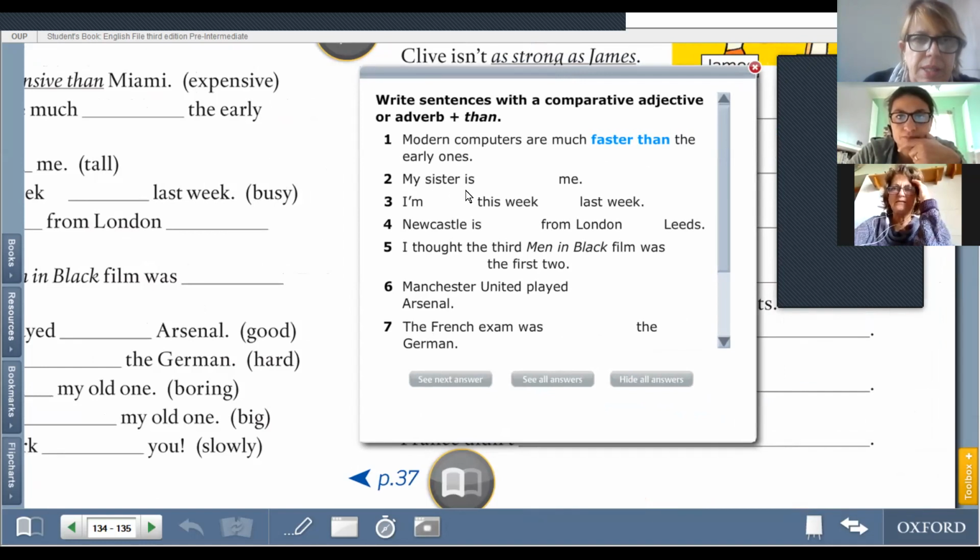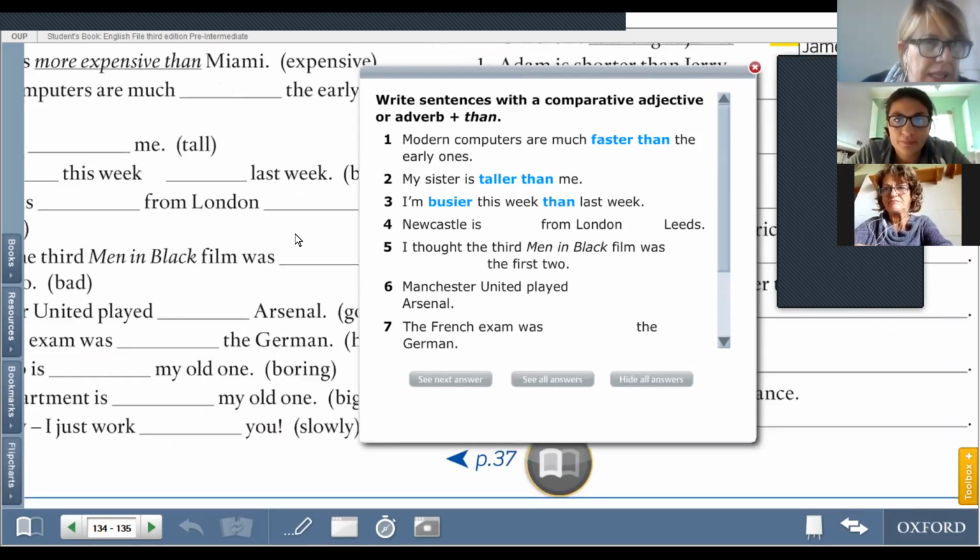My sister is taller than me. Yes, perfect. Taller than me. Here you could even say my sister is taller than I am. Okay, the same, completely. Taller than me is much more common. Okay, number 3, Annalisa. I'm busier this week than last week. Yes, I'm busier this week than last week.